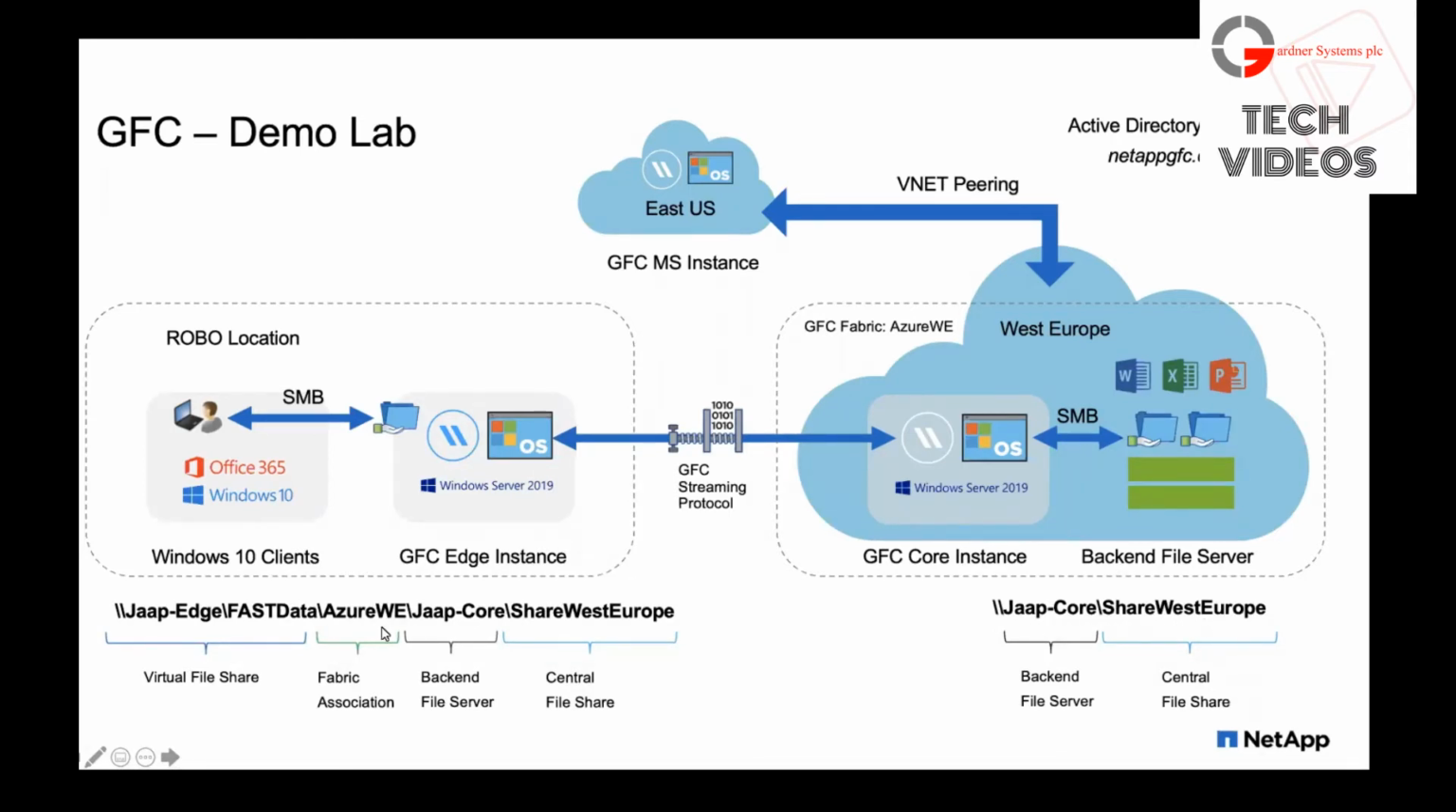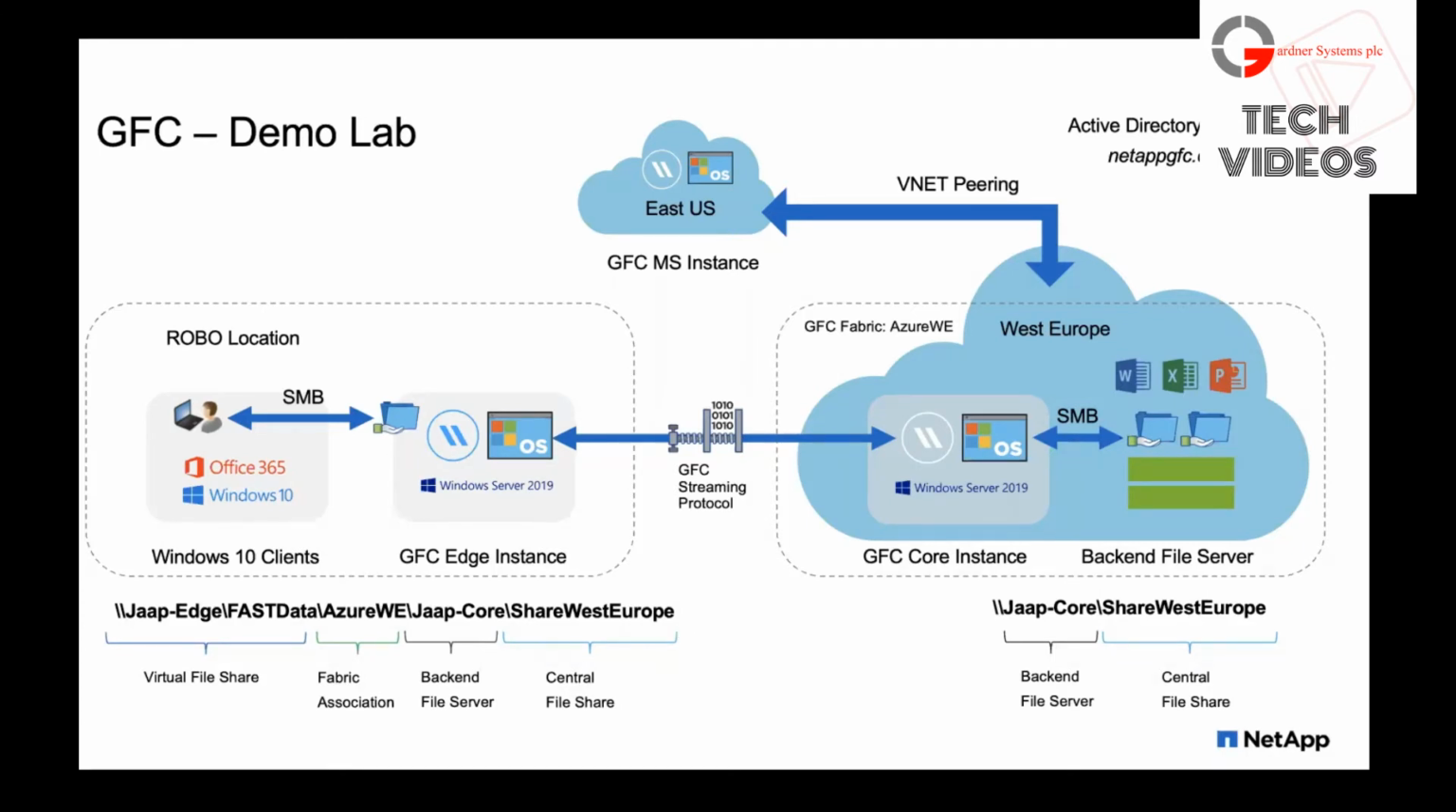Jaap-core/share West Europe. In the edge, though, we create what's called the virtual file share. And the virtual file share is used to interface with a kernel driver that interoperates with a user mode process that allows to effectively stream and compress the data between the GFC edge and the GFC core. So that virtual file share allows you not only to associate with your Azure data fabric, so your GFC fabric that I've defined in West Europe, with the backend file server that I designated, Jaap-core, and the central file share West Europe, you can also fan that out.